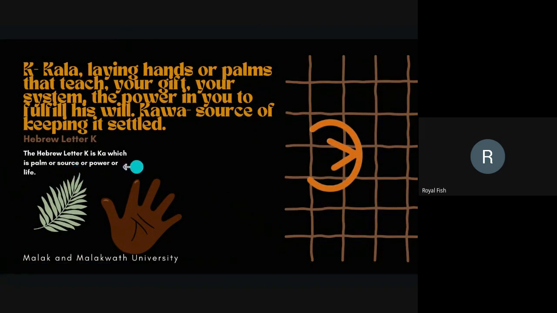So the Hebrew letter K is Ka, which is palm or source or power or life. The color, laying hands or palms that teach. Shalom.